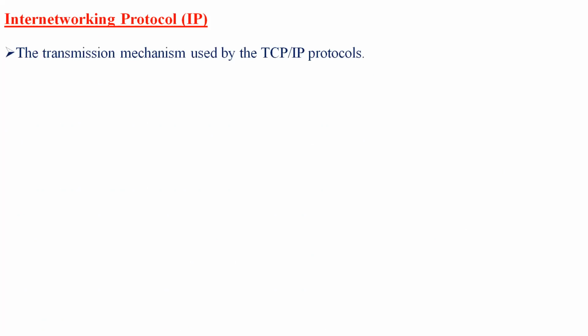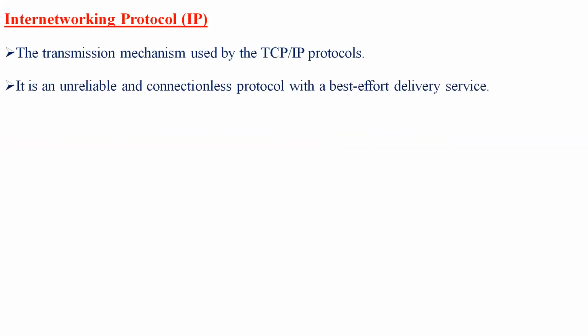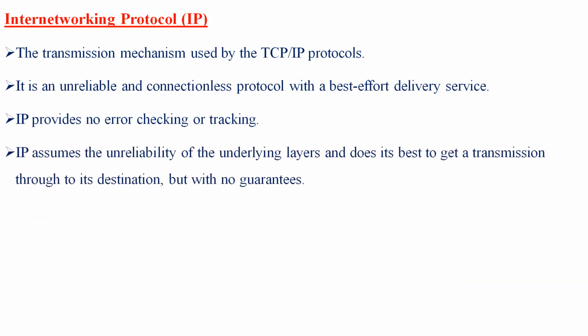First, we start with the internetworking protocol. This is a transmission mechanism used by the TCP/IP protocol. It's an unreliable and connectionless protocol with a best effort delivery service. It also provides no error checking or tracking. IP assumes the unreliability of underlying layers and does its best to get a transmission through to its destination with no guarantees.